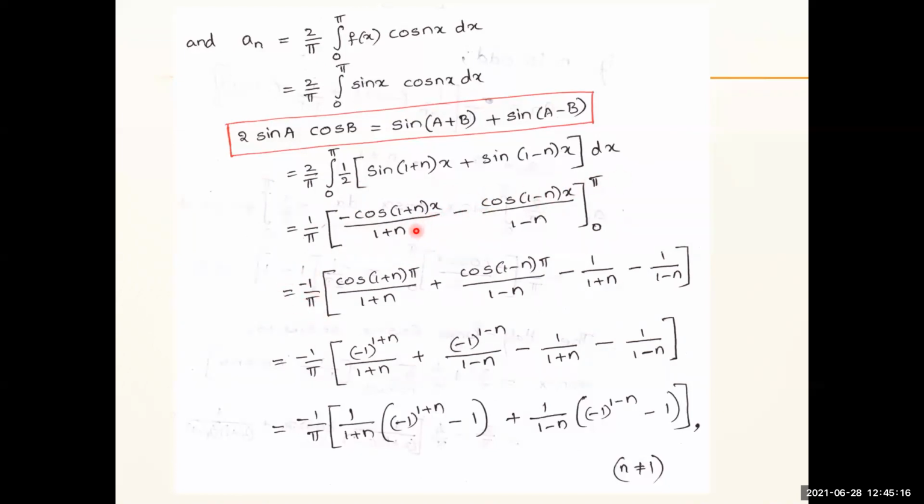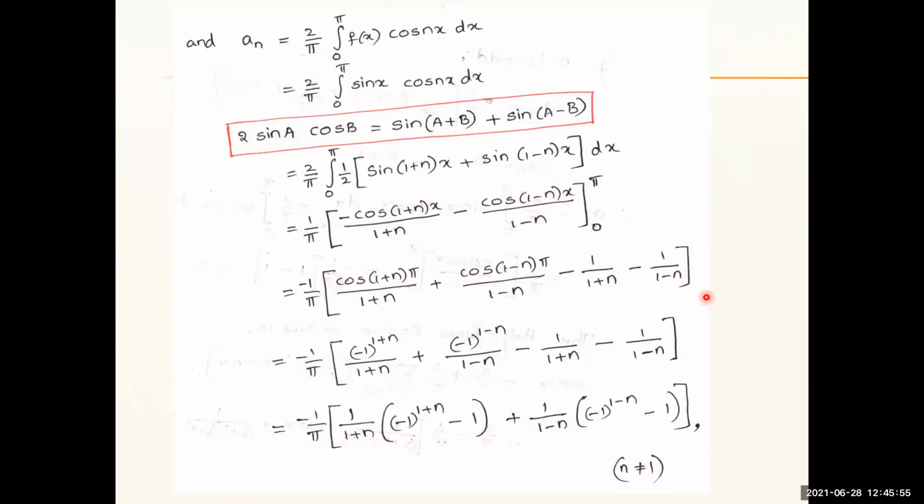And when you substitute the limits, 1 plus n into x here, if you substitute x is equal to pi, it becomes cos of 1 plus n into pi divided by 1 plus n. And here also, when you substitute x is equal to pi, we'll get cos of 1 minus n into pi divided by 1 minus n. Then you see, I'm taking minus. This minus is to calculate the lower limit. So minus, when you take x is equal to 0, it becomes cos 0, and cos 0 value is 1. So you'll get 1 by 1 plus n. Then actually we have plus here because we already took minus out of that. Now here if you substitute x is equal to 0, it is also cos 0, 1, and 1 divided by 1 minus n.